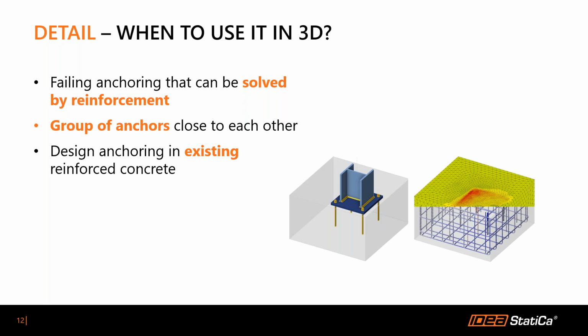This is all a big problematic topic that we picked up some time ago, and we brought a solution. That is the 3D model in detail application. And that allows you to solve this failing anchoring due to unreinforced concrete block, these groups of anchors that are close to each other, and when you design anchoring into an existing concrete block with reinforcement already installed.